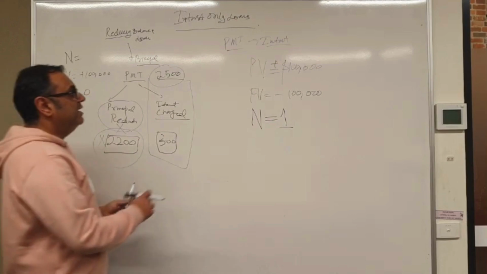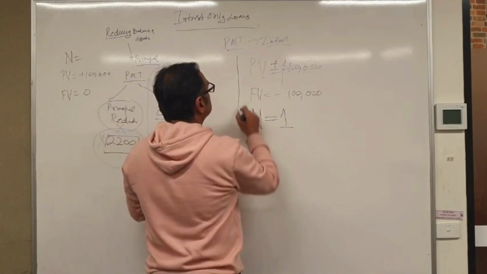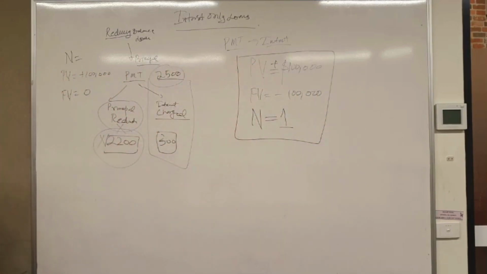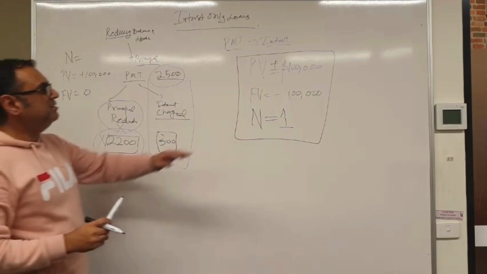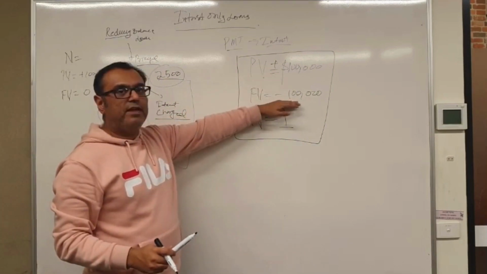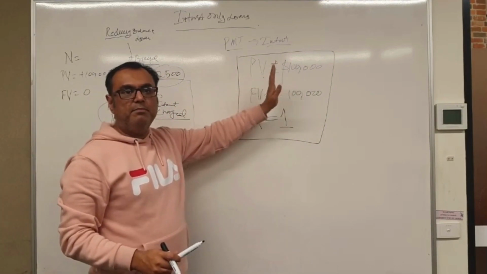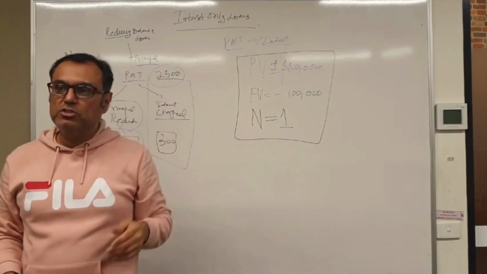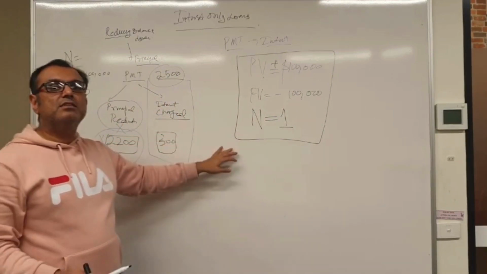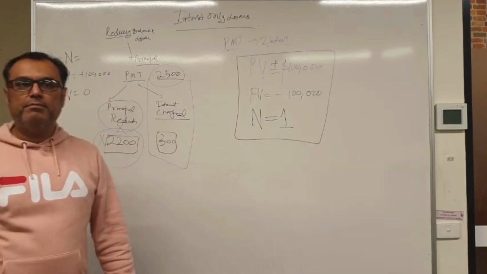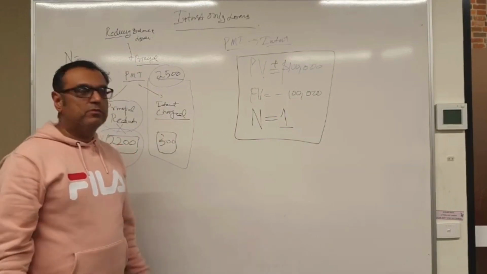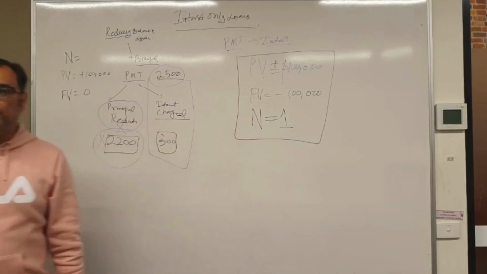So that is why, for interest-only loans, this is very important: present value and future value are exactly the same, but with opposite signs. The n value is 1 in your financial solver. Everything else remains the same. You do not repay your loan, hence your future value is never 0.